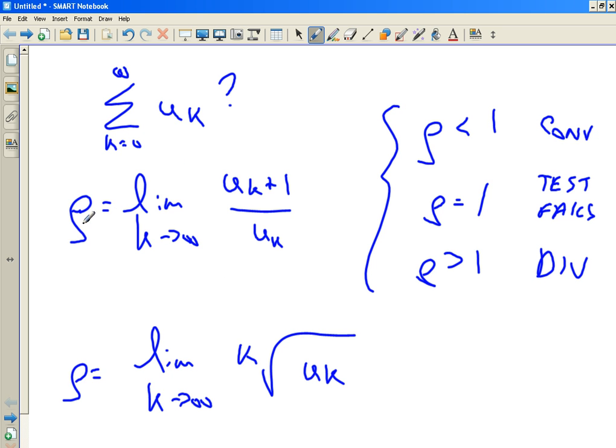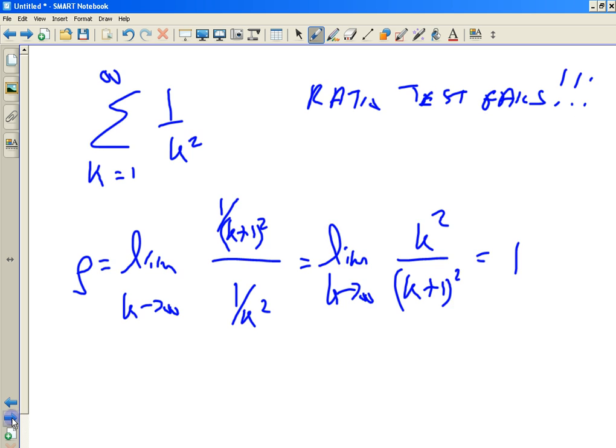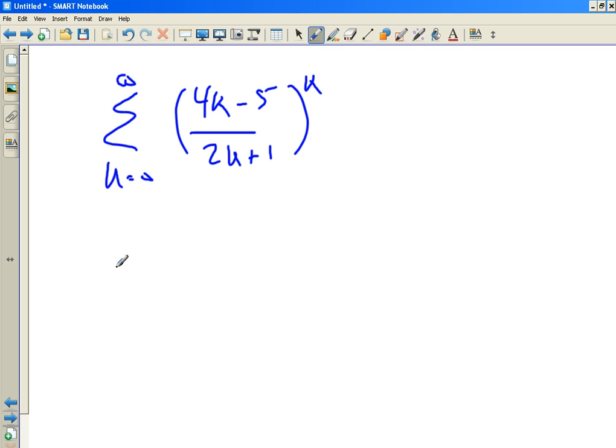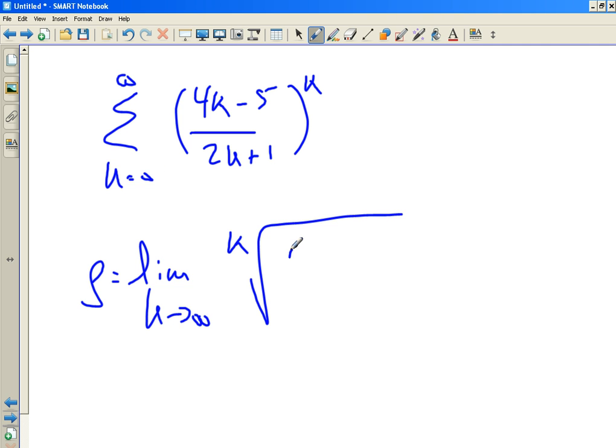All right? If rho is less than 1, we have convergence. If rho is equal to 1, the test is not applicable. If rho is greater than 1, we have divergence, but we can do that by ratio or root, the kth root of the rule. Okay? So, what are you going to let rho be now? Rho is the limit as k goes wild of what? The kth root of this mess.